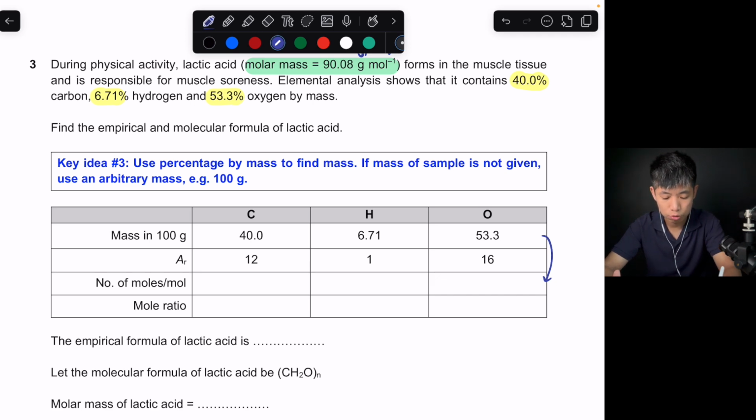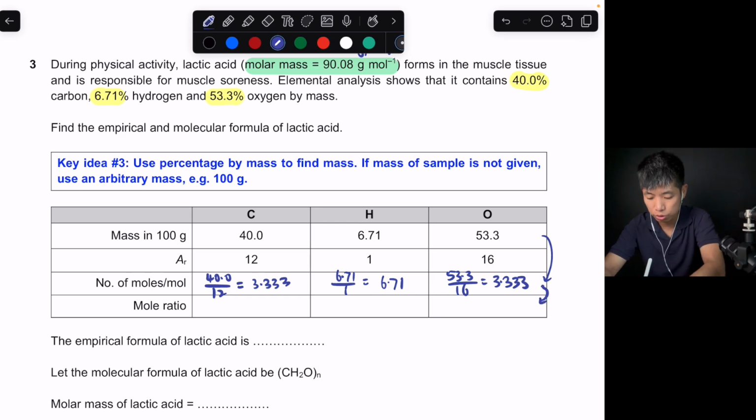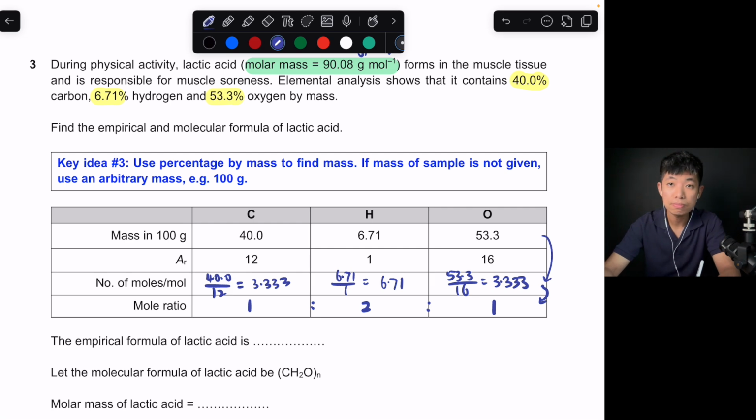Okay, so convert mass to mole, divide by the molar mass, 40/12. Okay, so here, I think you might be able to visually see that it is 1:2:1. Okay, but if you can't see that, it's okay. The trick is to divide by the smallest number. So 3.33 is the smallest number here. Divide it, I will get 1:2:1. That's the mole ratio. So the empirical formula, we can write it as CH2O.